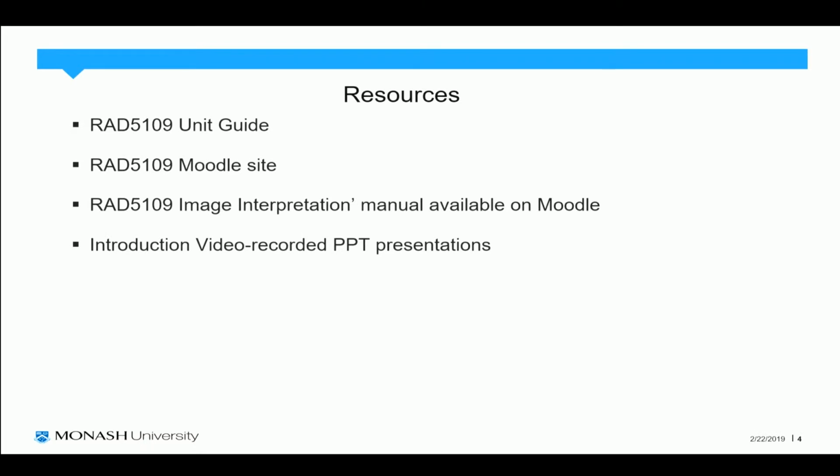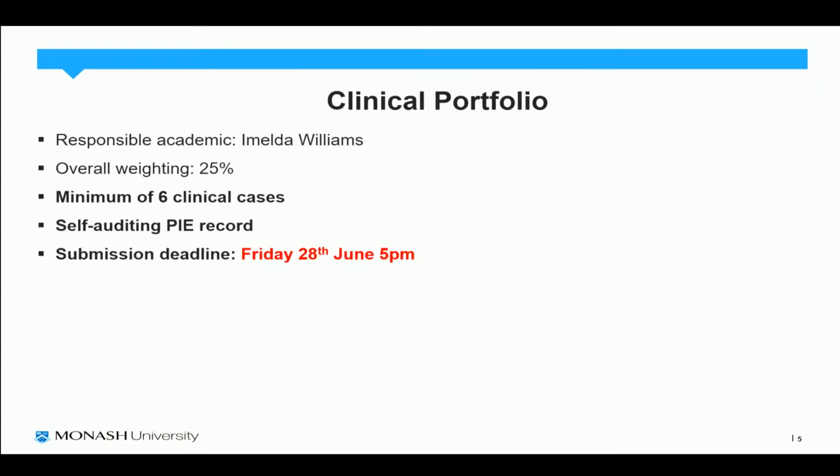So the resources then will be the unit guide, the Moodle site, the image interpretation manual, and then also the video recorded presentations. So for the clinical portfolio, the overall weighting is 25%. As I mentioned, there's 2 parts to it. So you need to submit a minimum of 6 clinical cases, and then also there will be a minimum of 10 self-auditing PAE records. And the submission deadline for this is Friday, the 28th of June at 5 p.m., which is the last week of the exam period.